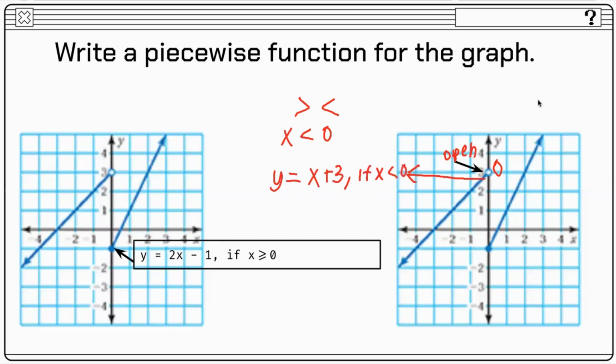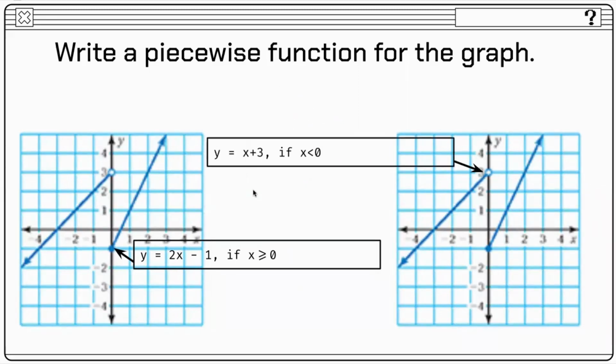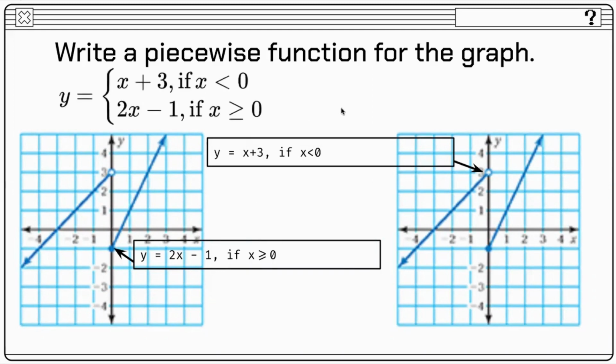Now that you've found the equations and domain for both of your lines, go ahead and set them up in a piecewise function. So it's going to be y equals this bracket, and then just go ahead and write your linear equations and their domains. And here is your final piecewise function.